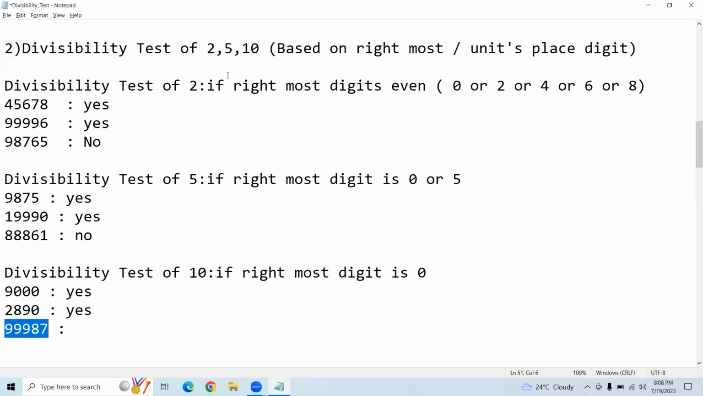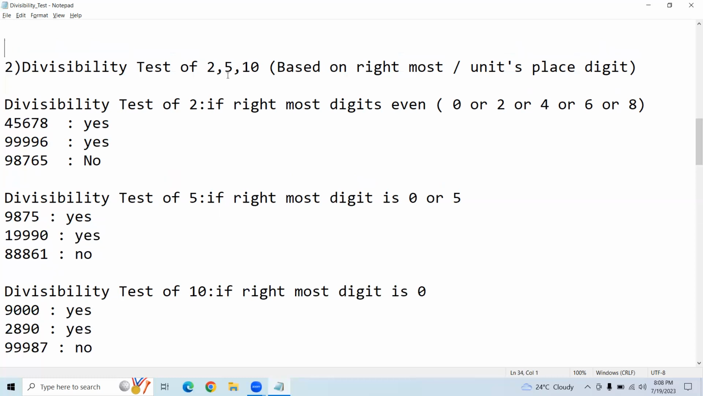Let's look at this number 99987. What is the unit place digit? 7. It is not 0, so it is not divisible by 10. So the divisibility tests of 2, 5, 10 are completely based on only the last digit or rightmost digit.